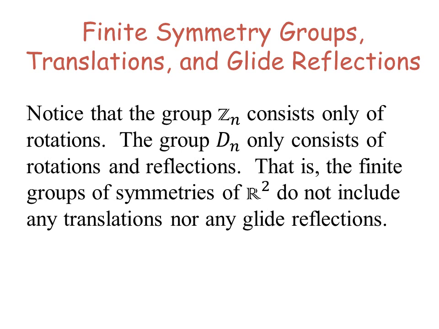Notice that the group Z sub n consists only of rotations. The group D sub n only consists of rotations and reflections. That is, the finite groups of symmetries of R2 do not include any translations nor any glide reflections.